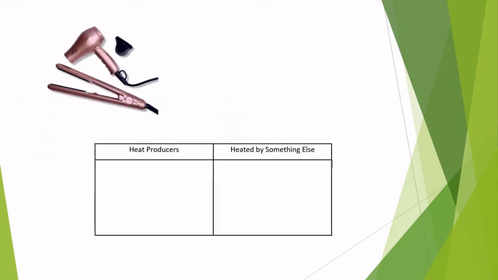Now, I want you to go around your house and find all sorts of things that make heat, and all sorts of things that are heated by something else. Then I want you to make a T chart, just like mine. In the one column, you're going to have the title heat producers, and in the other column, you're going to say heated by something else. And then I want you to write each of the things that you found in your home into the correct column.